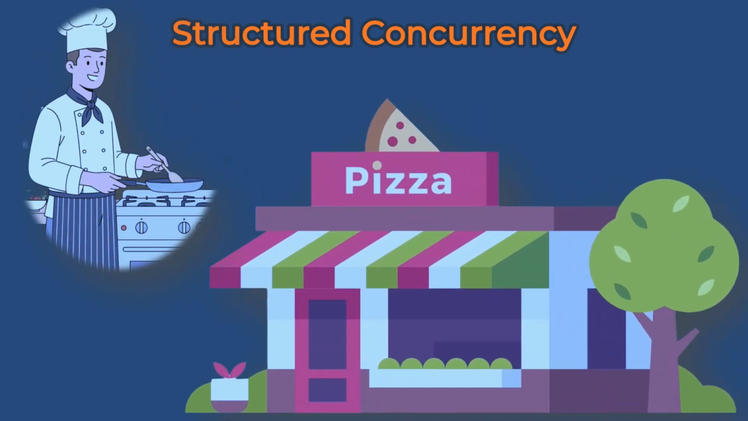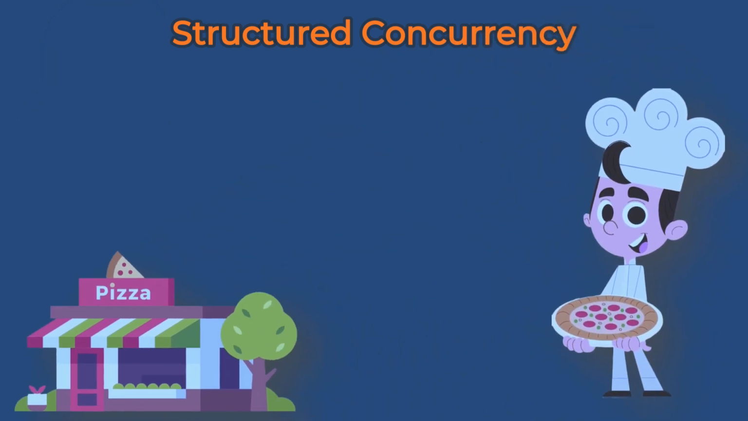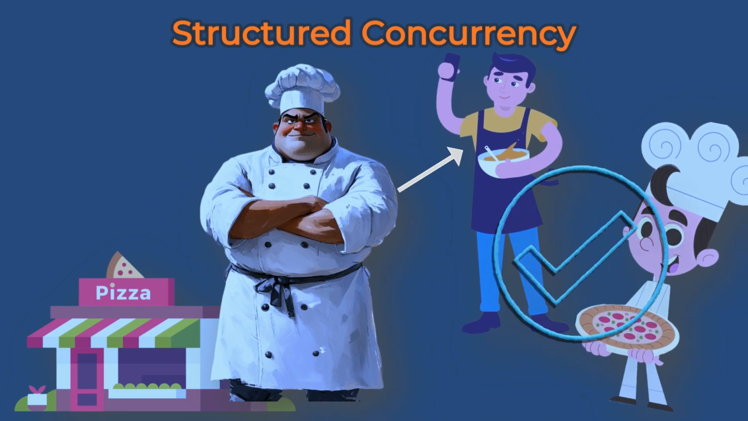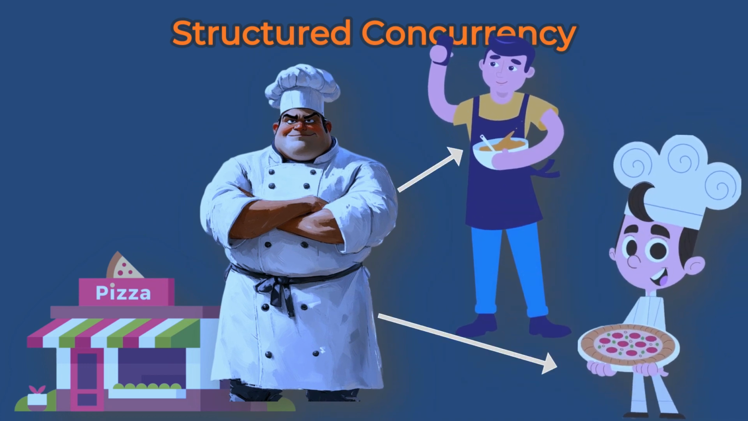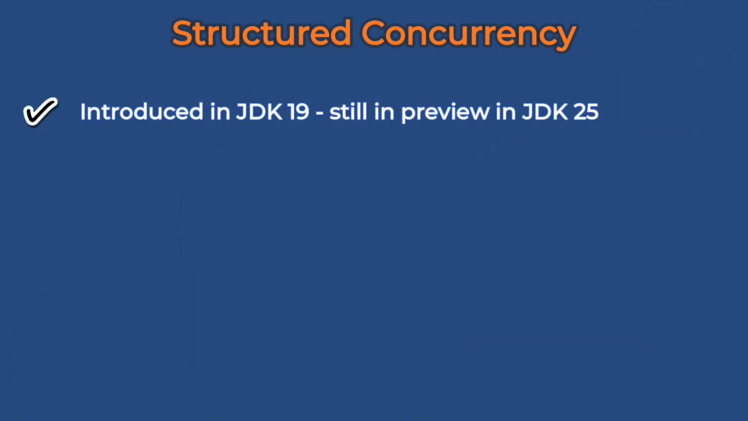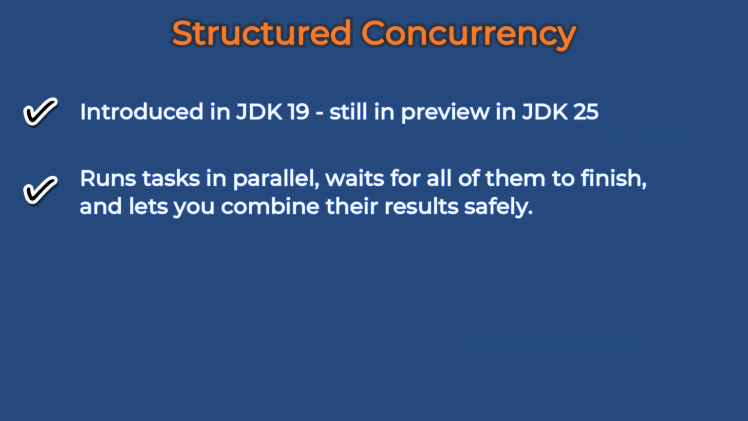Analogy to understand it: imagine if you are managing a kitchen, you assign two chefs for two different tasks. One is preparing pizza and other is preparing coke. So as a good head chef, you don't leave until both are done, right? Once both dishes are ready, you serve them together. That's exactly what structured concurrency does. It runs tasks in parallel, waits for all of them to finish, and lets you combine their results safely.